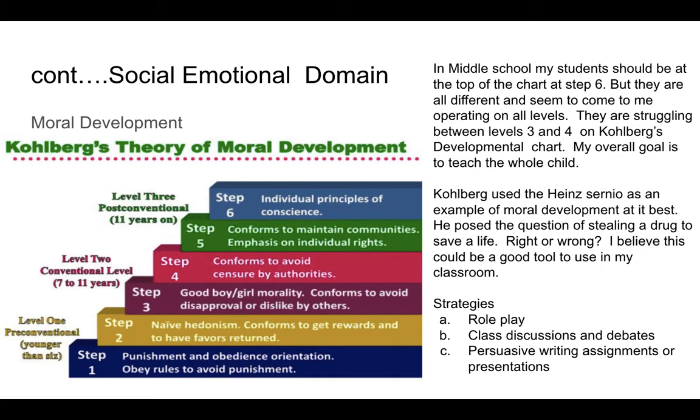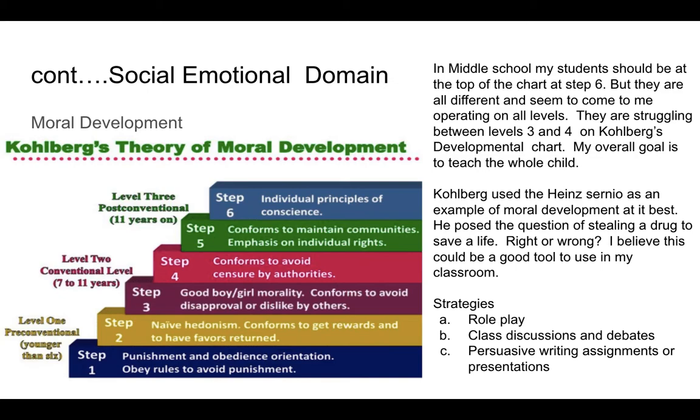I mean, when they enter 7th grade, they're not all at step 6, individual principles and consciousness. They're not there. And some of them still may be at a 4, conform to avoid censure by authorities. And I still got some that's at a 3, the good boy, good girl moralities, conform to avoid disapproval or dislike by other people. So, in saying that, they come to me in all forms, shapes, and sizes, and on all different operational levels, which is okay with me.